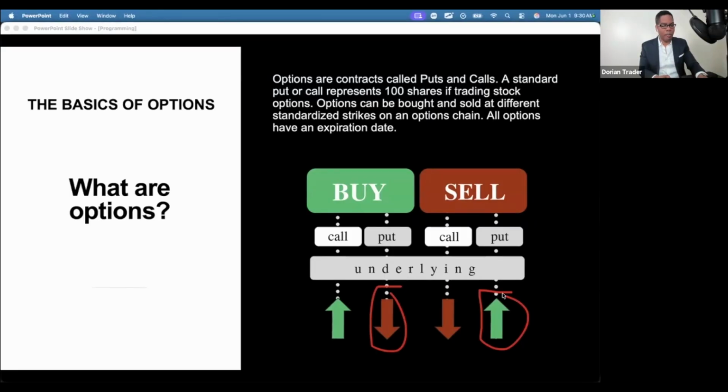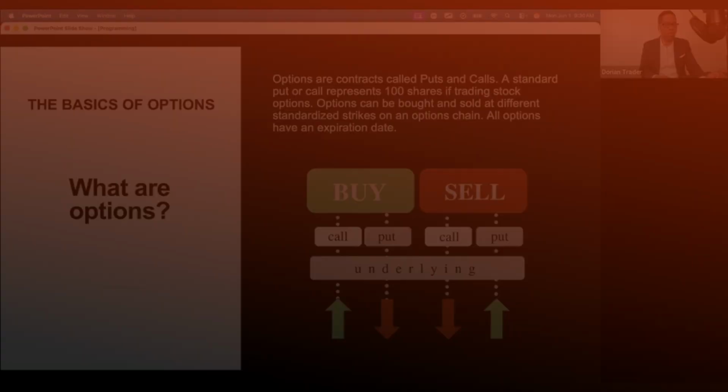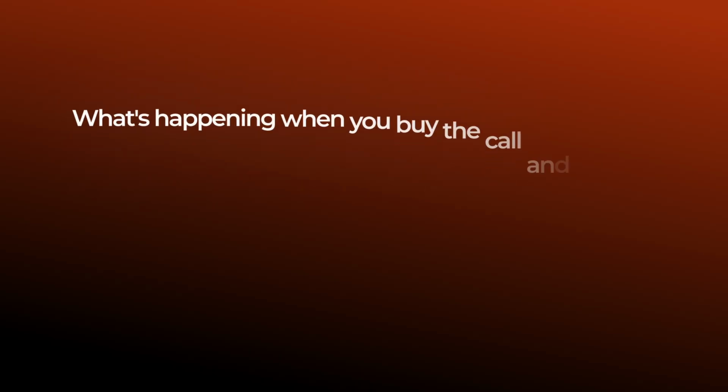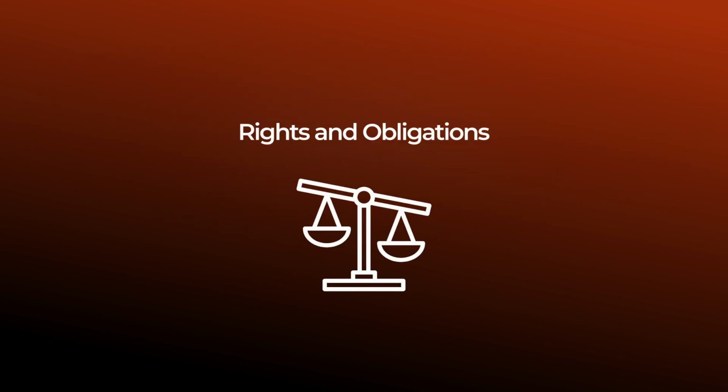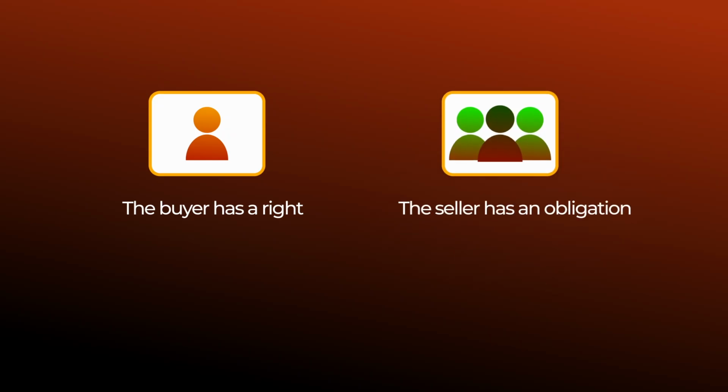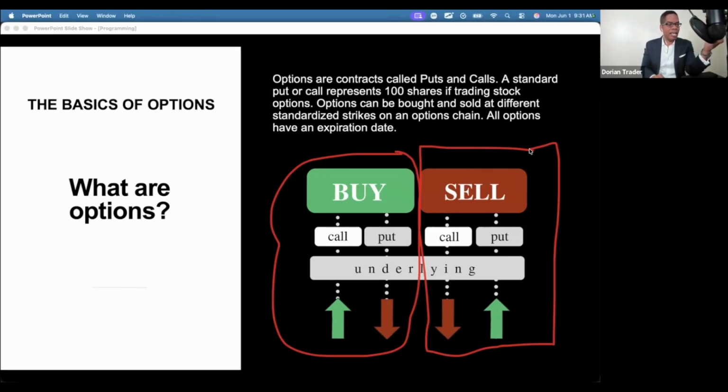So you want to memorize these things. You want to memorize not only what's happening when you're buying the call and the put and selling the call and the put, but you want to memorize your rights and obligations. So if you are a buyer, you have a right. You can just simply initially memorize that buyers have rights and sellers have obligations. So then you just have to understand what is that right and what is that obligation. Once again, you should memorize this.